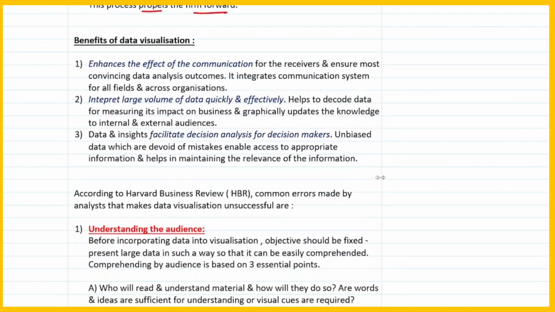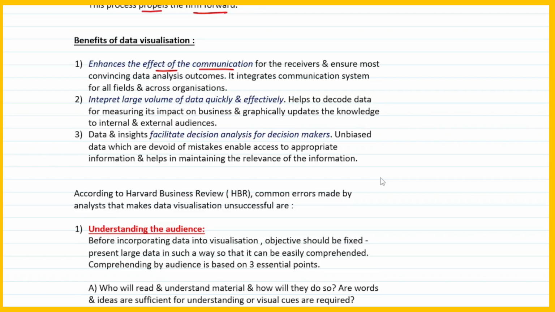Okay, now what are the benefits of data visualization? First of all, it enhances the effect of communication, right? You are able to communicate in a much easier way, because once you have a look at something, it's easier for you to correlate things, right? So hence it is basically a good way of communicating things. Communication to whom?